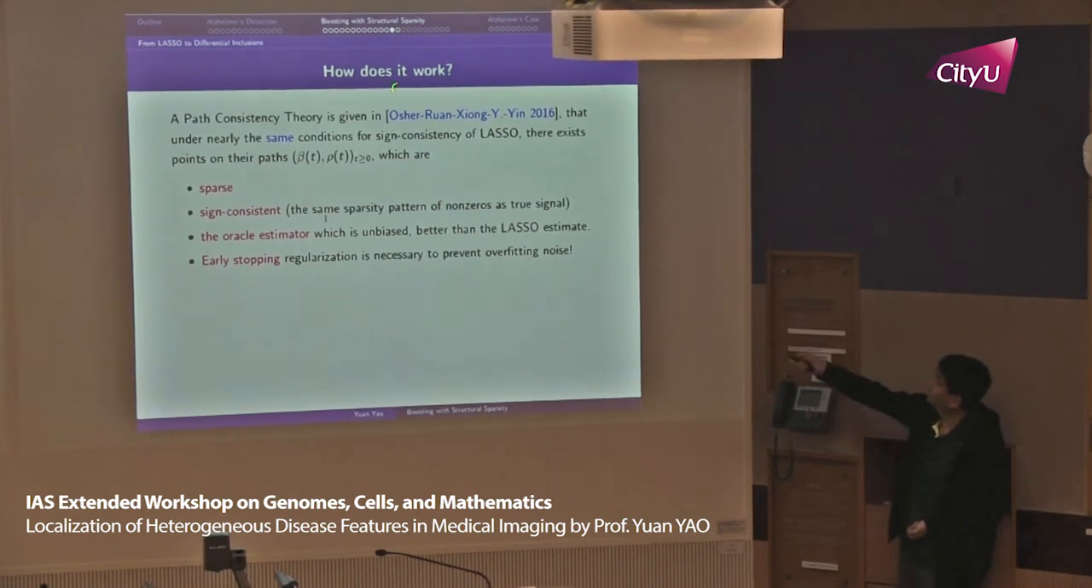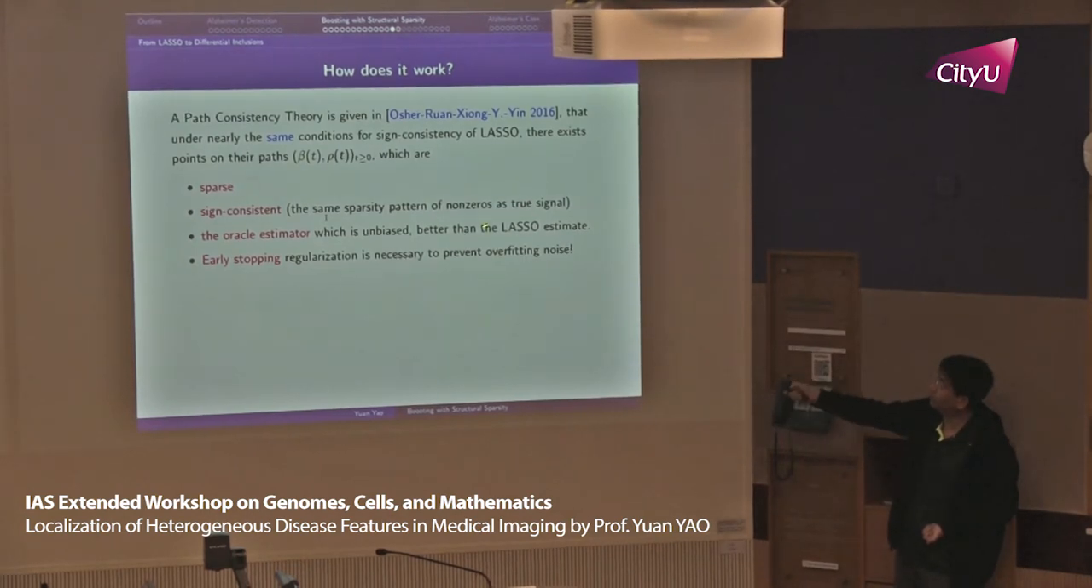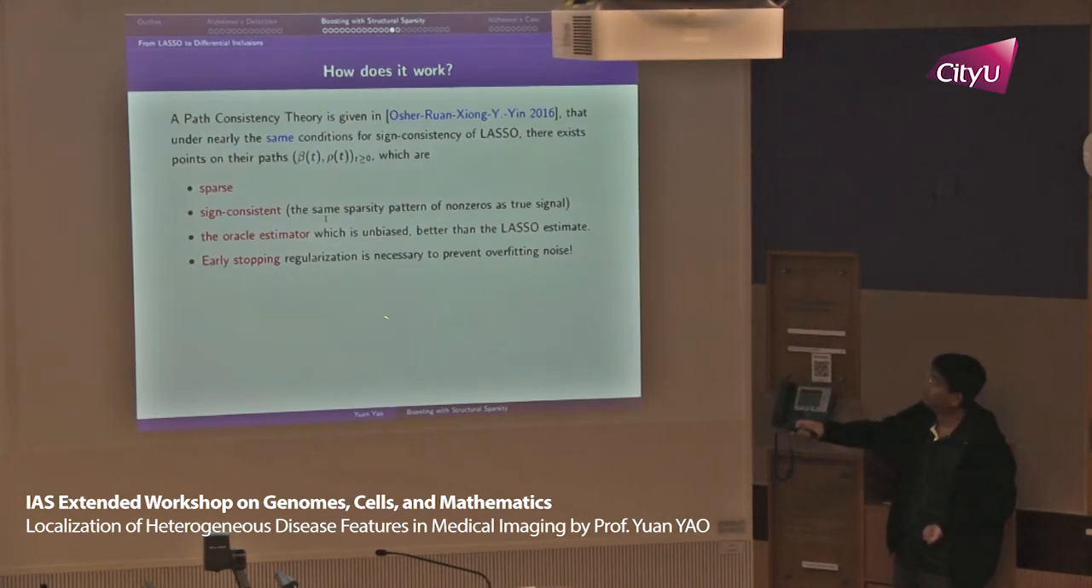In the ideal case, we have given a path consistency theory in 2016. Basically, we show that under nearly the same condition as Lasso for sign consistency, we can find some point on the regularization path, at t and rho at t, such that the model returned here is sparse, and sign consistency means the sign pattern of it will be the same as the true sign pattern, and that's exactly the oracle estimator, which is unbiased, so better than Lasso. And to achieve that, you need early stopping regularization. If you do not stop your algorithm as t grows, you probably find the wrong one. So that's the main information.